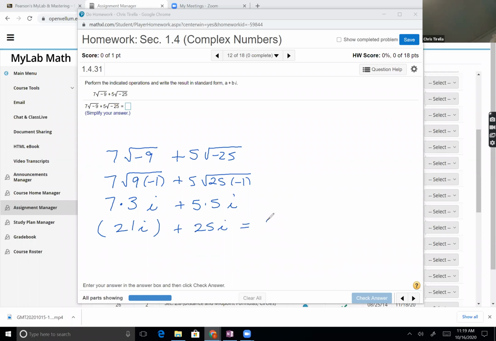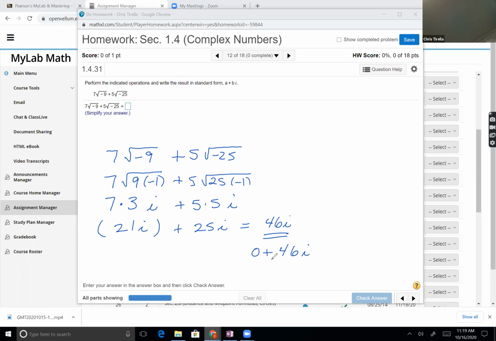And so that adds to 46i. I think they should accept 46i. If they tell you it's not in a plus bi form, they might want you to write it as 0 plus 46i, but I think that 46i should suffice. Better? Yes, thank you. Okay. Any others?